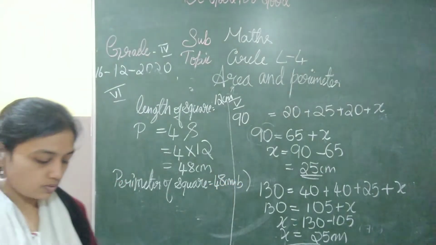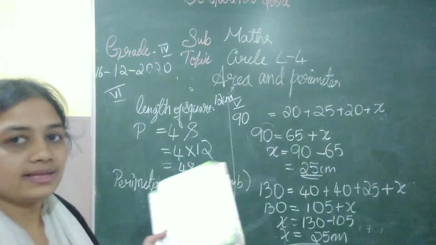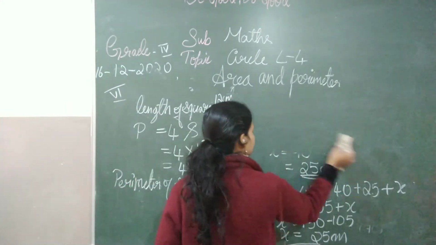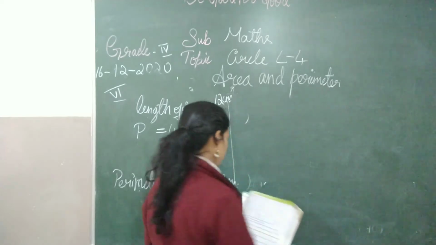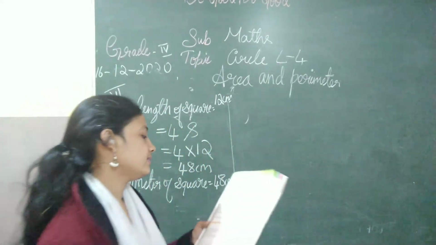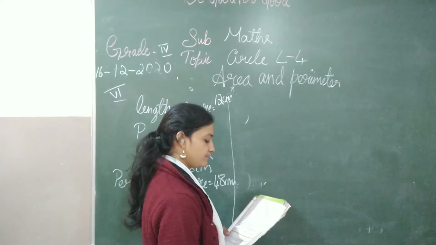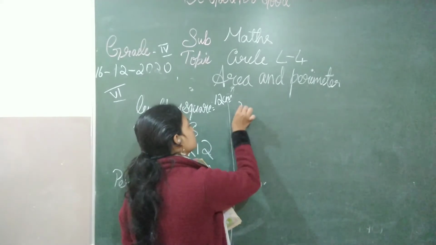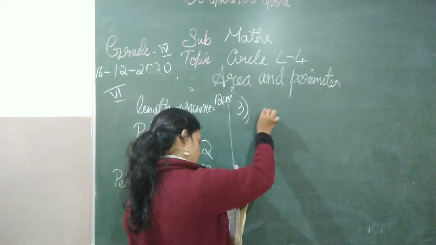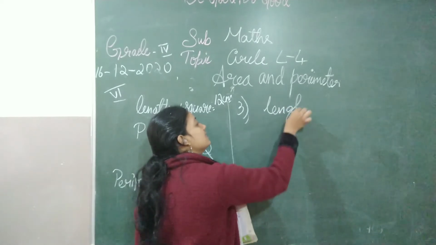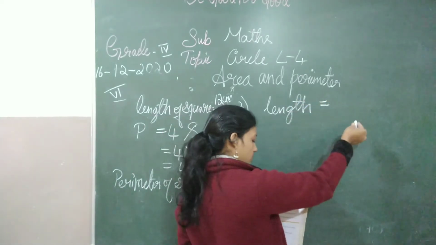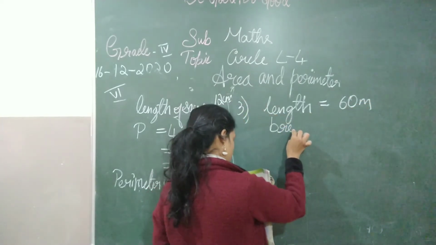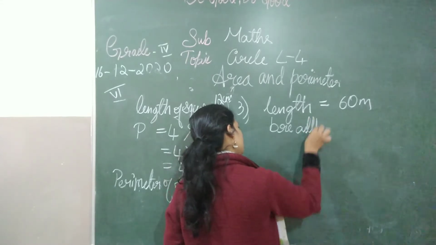Okay. Now let's try the second one, which is the same as the first one. Now I will be doing the third one for you. Third one, find the perimeter of a cinema hall whose length and breadth are given, which is 60 meters and 30 meters respectively. So third one, length of the cinema hall. First one is length, which is equal to 60 meters. And what is the breadth? Breadth is equal to 30 meters.